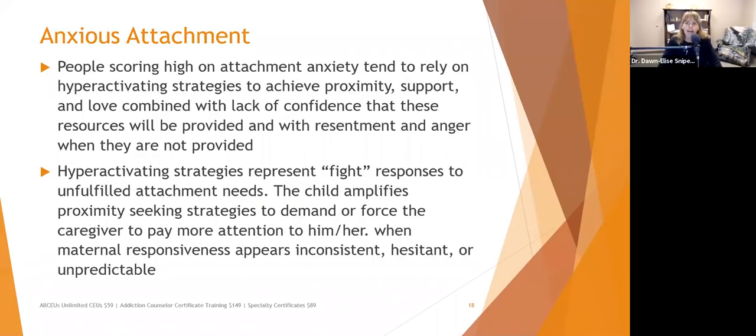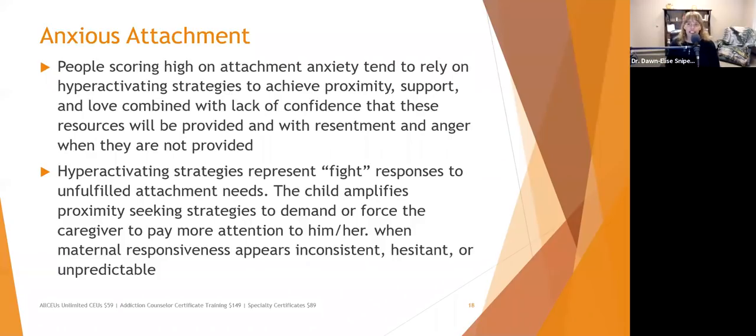People scoring high on attachment anxiety tend to rely on hyperactivating strategies to achieve closeness to others, support, and love, combined with a lack of confidence that these resources will be provided, and with resentment and anger when they're not provided. So they want it really bad. They're anxious that they won't get it, and then when they don't get it, they're like, see, I told you I wasn't going to get it, and the world sucks, and I hate everybody.